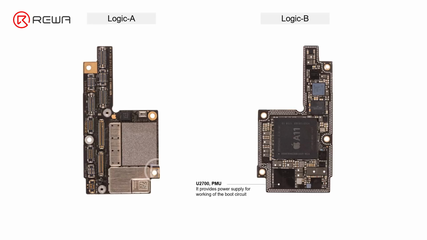U2700 PMU. PMU here means Power Management Unit. So since it's for power management, it's just like our heart, to keep providing power, energy to other components. It provides power supply for working of the boot circuit. U2600 NAND, or you can call it NAND flash chip. It stores data needed for the boot process, like system and drivers.